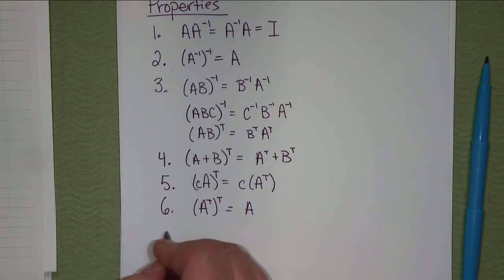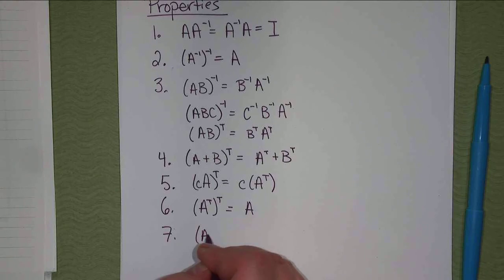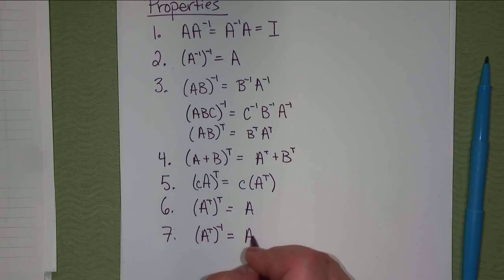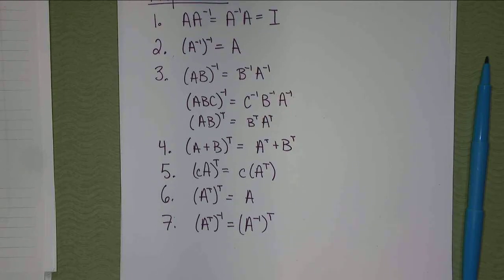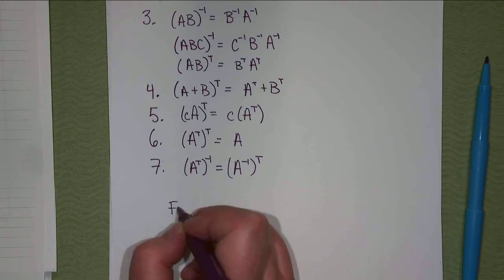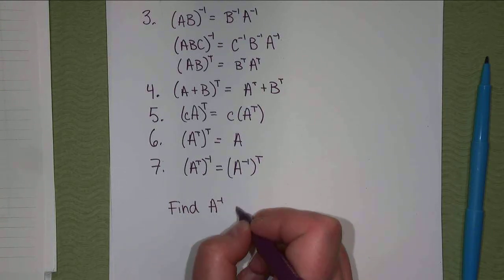And 7, A transpose inverse is A inverse transpose. Why would that be useful? Well, if you had 2 matrices and they were the transpose of each other, you only need to find the inverse and transpose it. Do you want me to say that again? If you had 2 matrices that you wanted to find the inverse of, say find A inverse and B inverse.